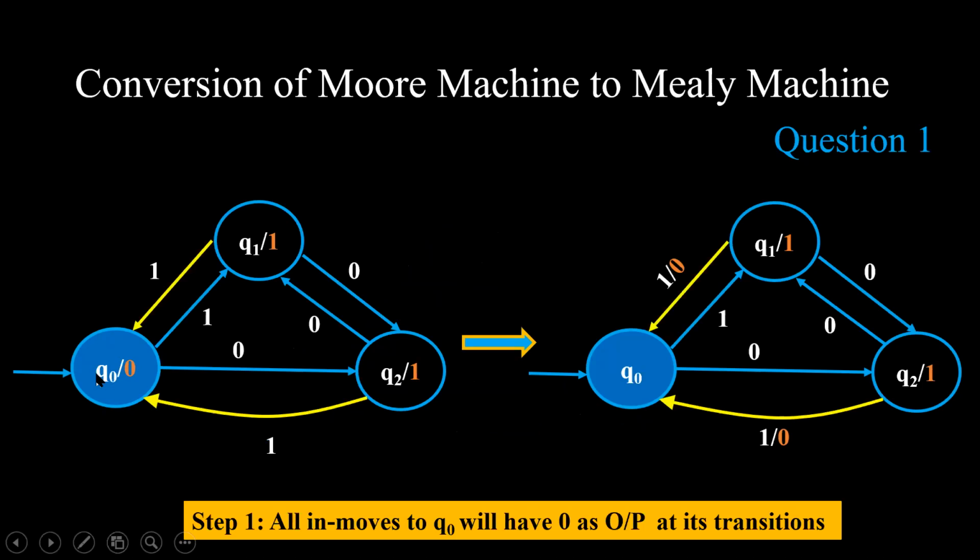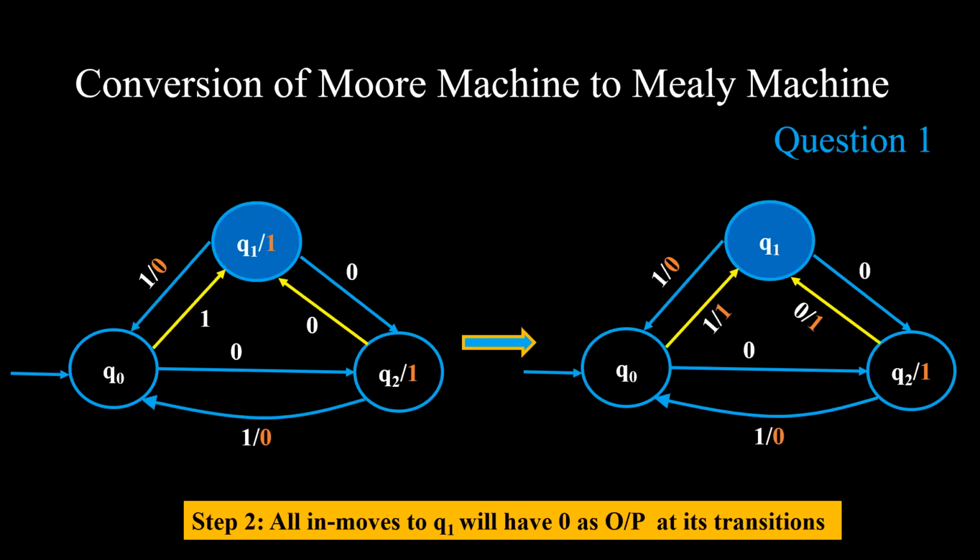Now on state Q0, just see there are two in moves. One is Q1 to Q0 on 1. Another is Q2 to Q0 on 1. What we will do, we will just convert this. We will take this symbol out and put it on the in move. Then we have one in move over here. We will just move this over here.